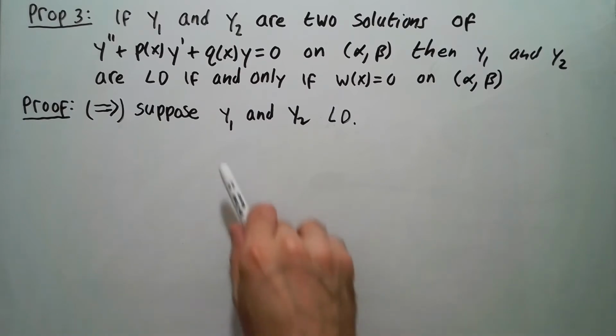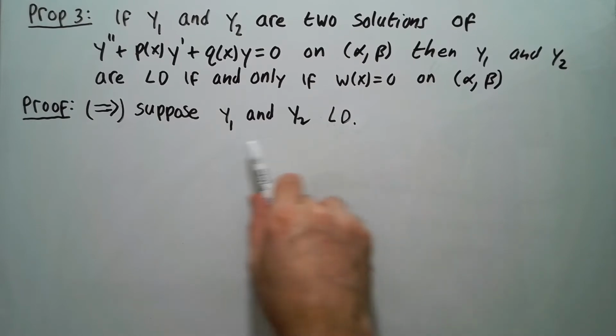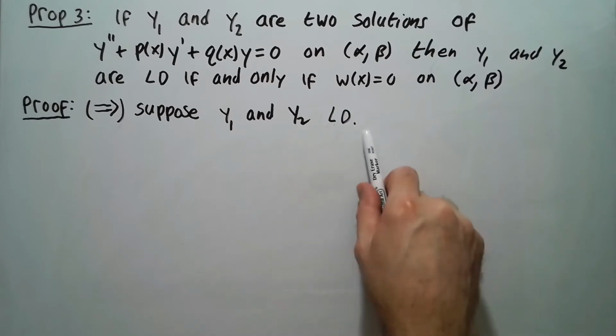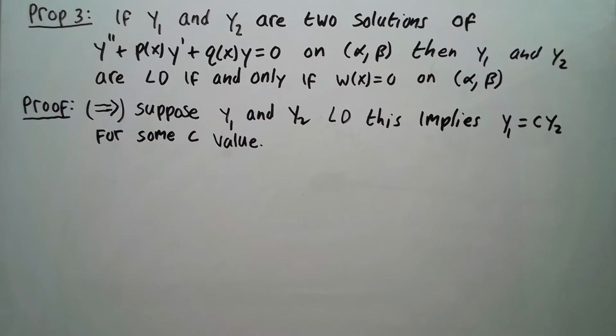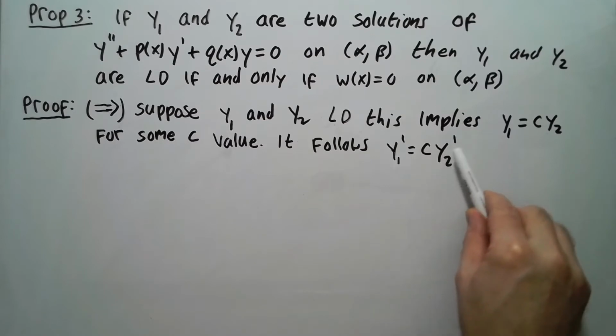So now y1 and y2 linearly dependent. That means that y1 is basically a multiple of y2. So let me write that here. So this implies then y1 equals say c times y2 for some c value. Okay. Now let's take derivative on both sides. So it follows then that y1 prime is going to equal c y2 prime.